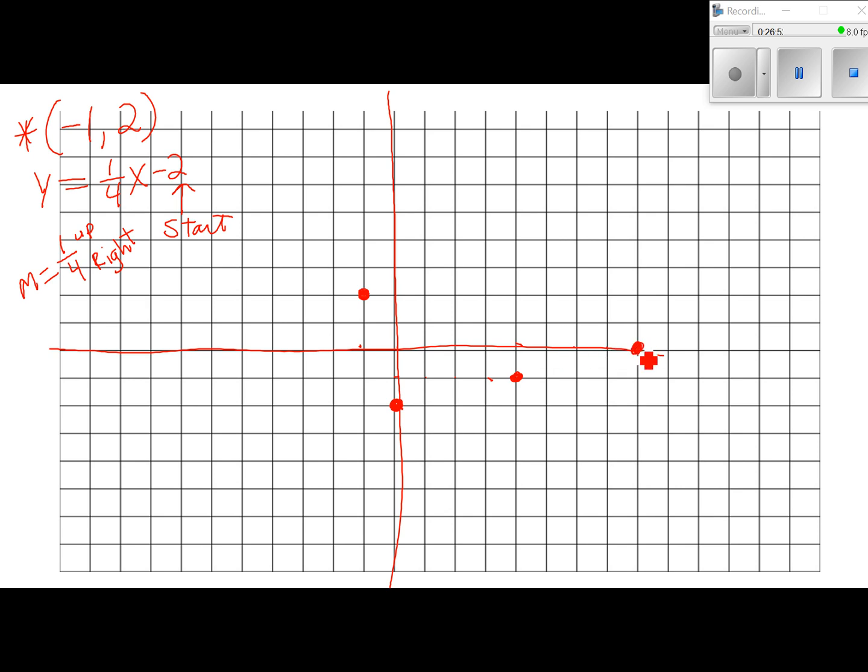Now I'm running out of space going that way, so how else could I move? Instead of going up and to the right, I could go what? Down 1 and to the left 4, 1, 2, 3, 4, put a dot, down 1 to the left 4, put a dot, and you're going to draw in your line right there. Hopefully your line looks a little better than mine.